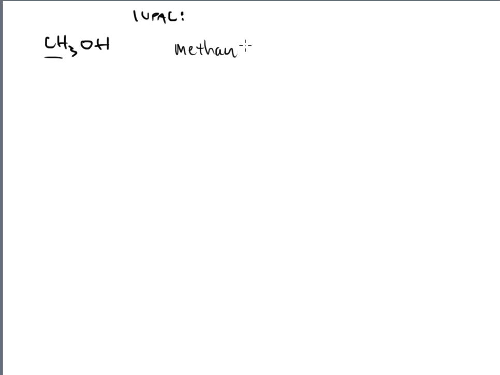And then we modify the ending and we add the letters OL. If you look at the word alcohol, it ends in OL, so that is why we use OL as the ending here. So CH3OH is also called methanol, and methanol is the IUPAC name for that alcohol, and that is what we prefer you to use in a laboratory. It is truly the IUPAC nomenclature that's the preferred system here.